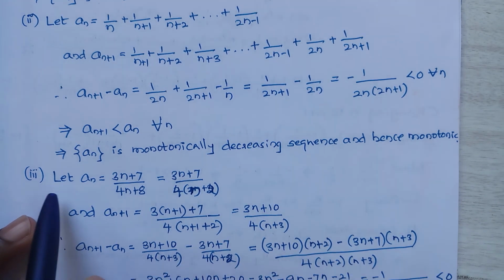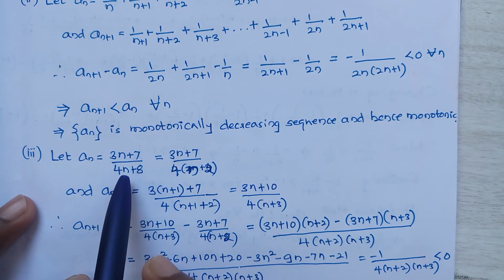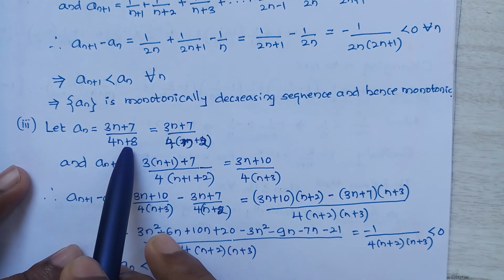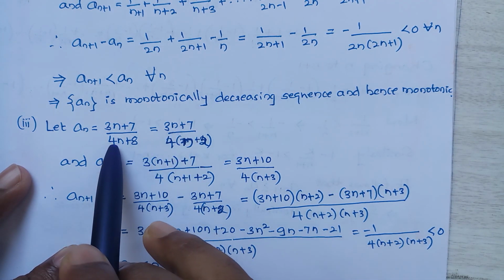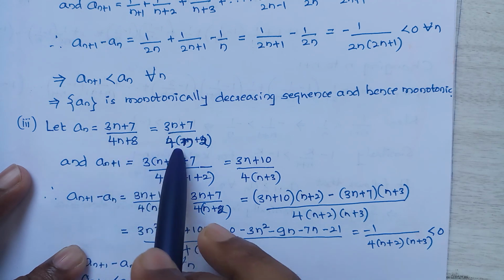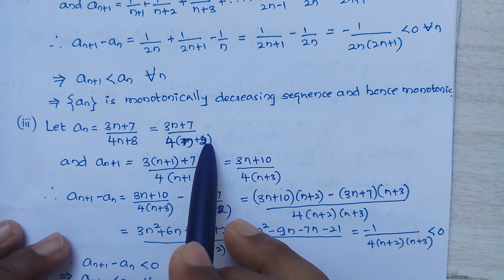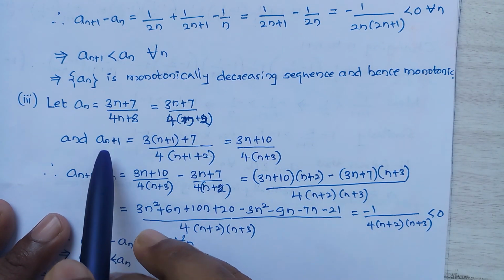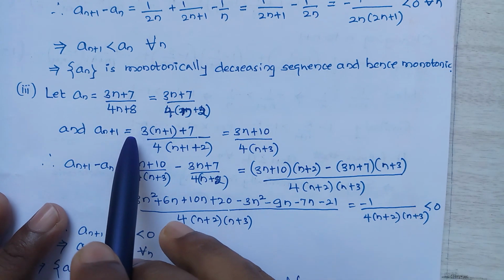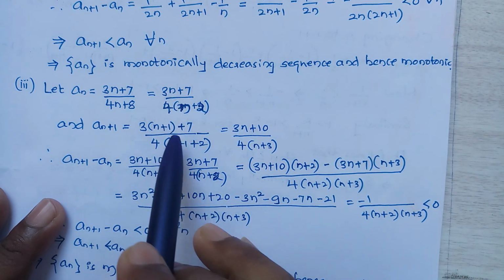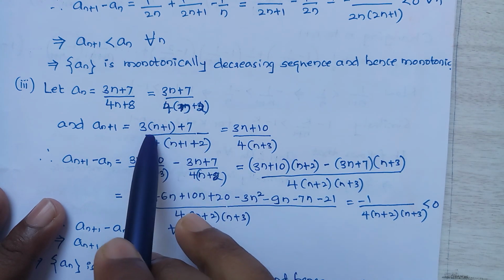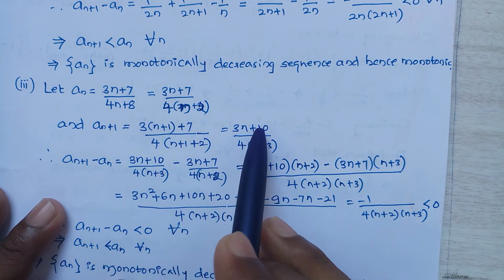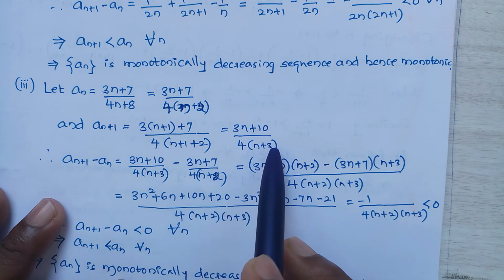So the third example is, let an is equal to 3n plus 7 divided by 4n plus 8. Here I am taking 4 common, so it becomes 4 into n plus 2. Put n equal to n plus 1, then we get 3 into n plus 1 plus 7 divided by 4 into n plus 1 plus 2. So this is 3n plus 3 plus 7, that is 3n plus 10, over 4 into n plus 3.